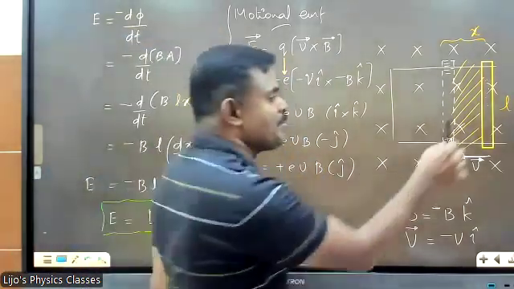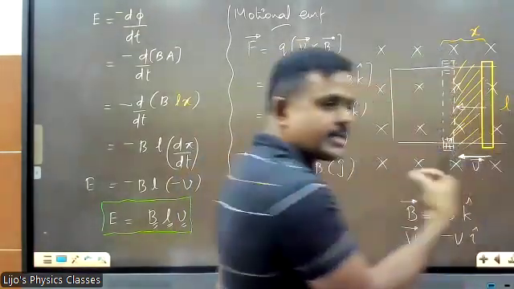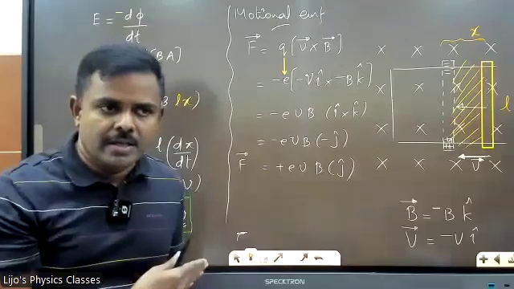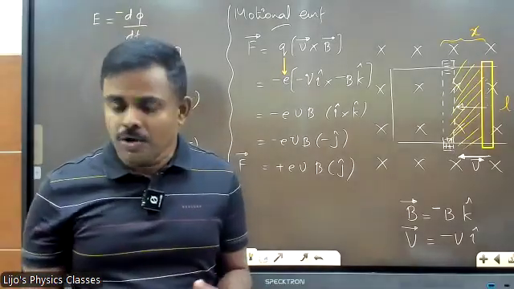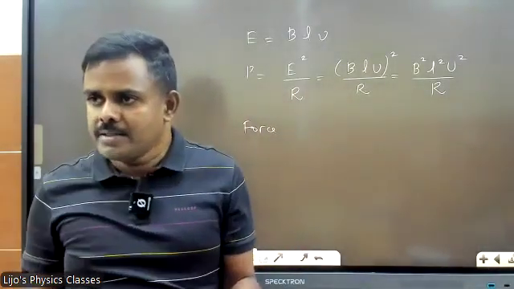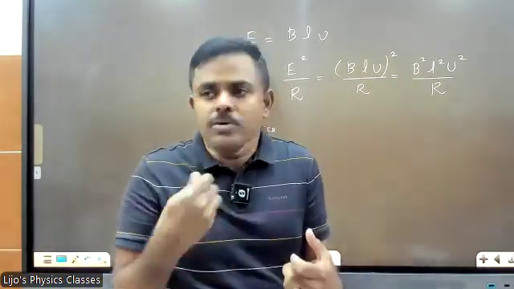When you try to push the conductor to the left, there is a backward force on it. Lenz's law opposes your movement, right? As you try to push it, Lenz's law will try to prevent it. So obviously, you need to apply a force to pull it. Somebody is resisting your intentions, so you will have to give a force.